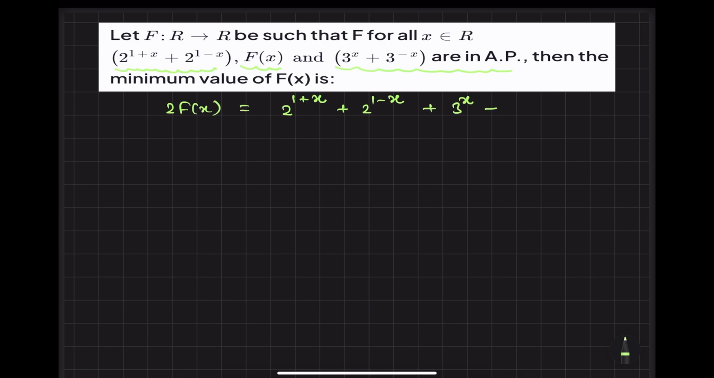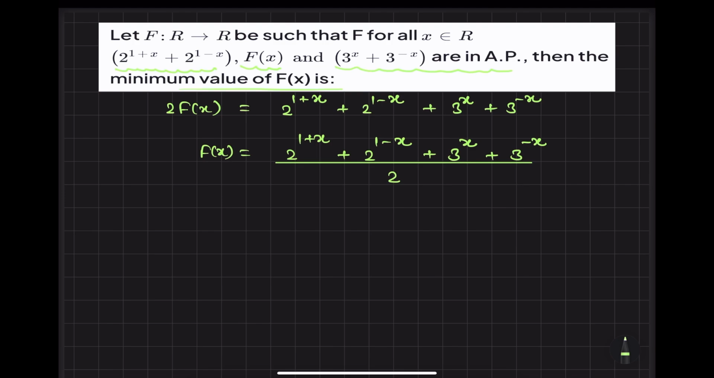So we got things as this. Now, the minimum value of f of x. These guys are interested in finding f of x, so I am trying to find out the minimum value of f of x. So can I write 2 power 1 plus x, 2 power 1 minus x, 3 power x, 3 power minus x by 2.